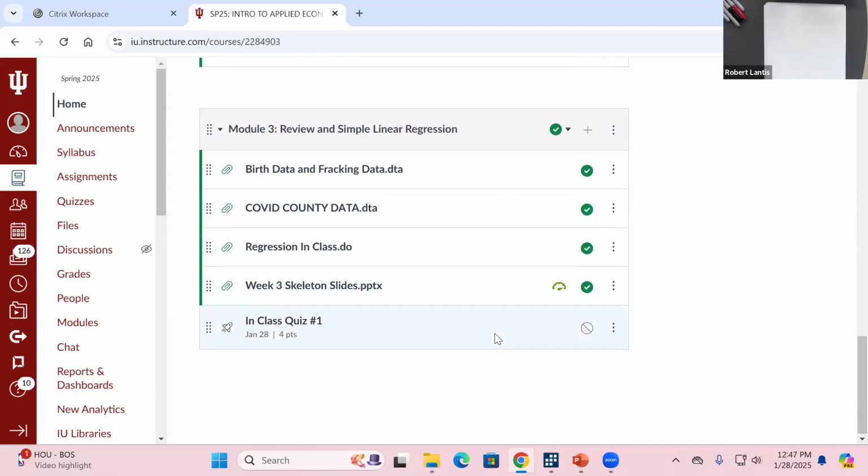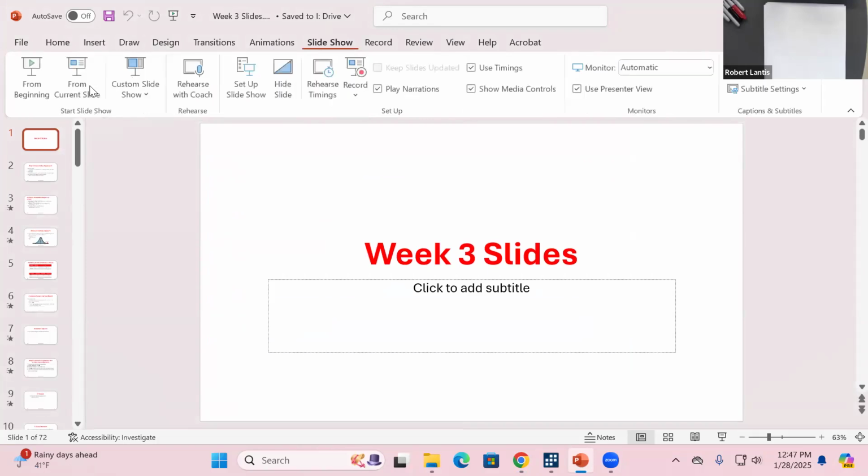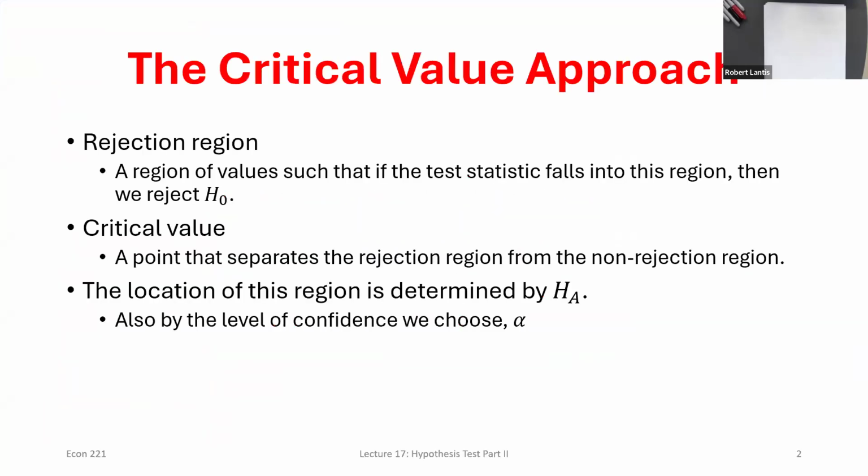Other than that, any questions for me before we jump into the slides for this week? Okay. All right. So I might go through this initial stuff a little bit quick. Hopefully it looks familiar. So do we remember this terminology of the critical value approach?